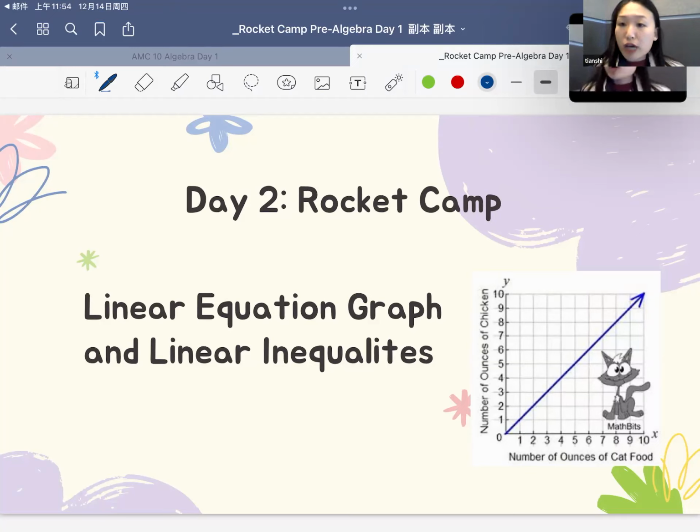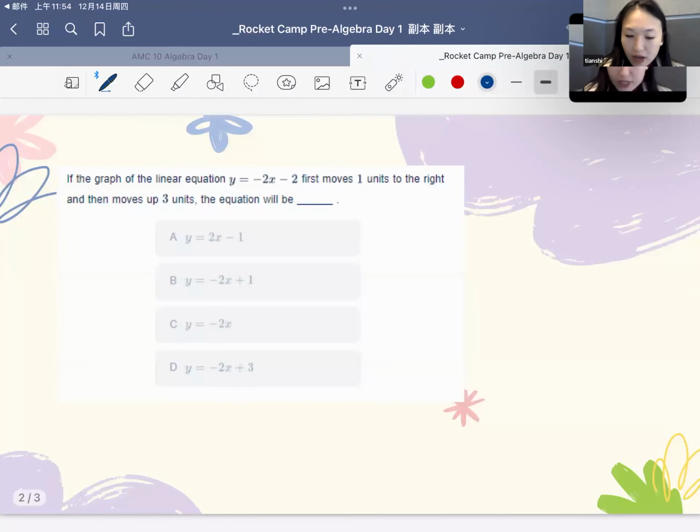And today we're going to talk about the linear equation graph and also the linear inequalities. So first of all, let's solve one question related to the linear equation graph. Let's read this question together. If the graph of a linear equation y equals negative 2x minus 2 first moves 1 unit to the left and then moves up 3 units, what is the new equation?